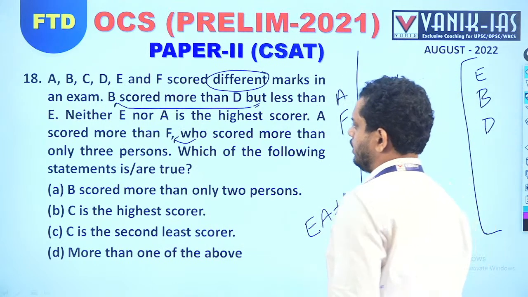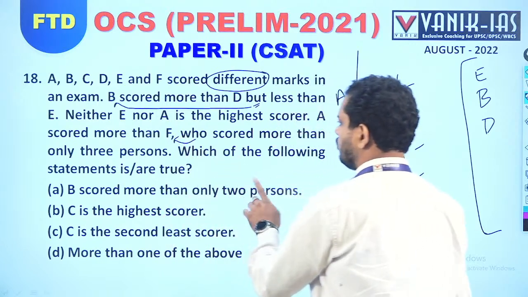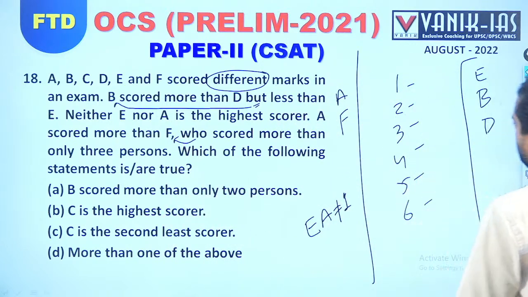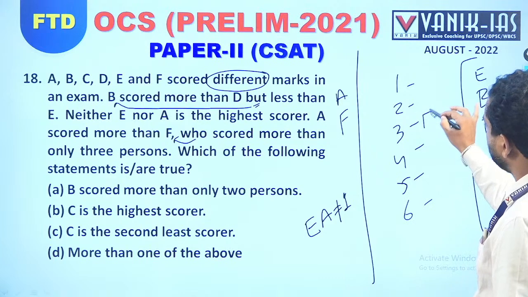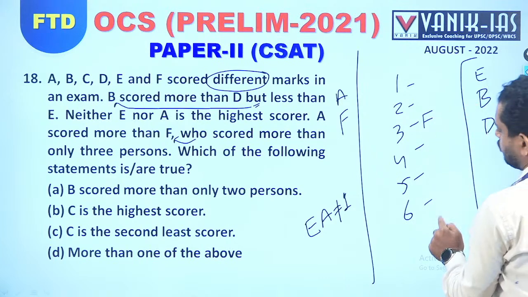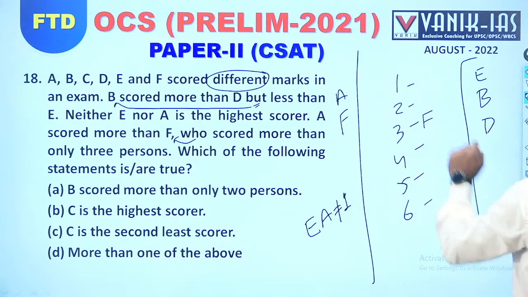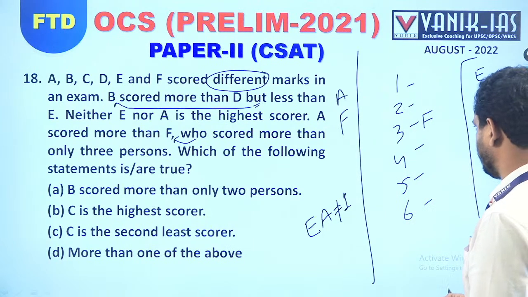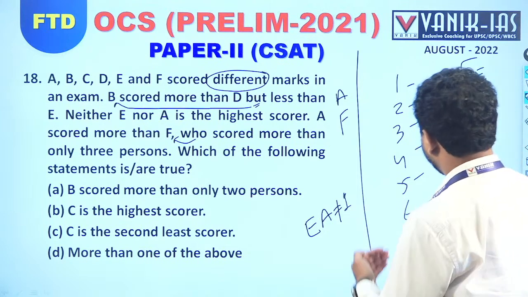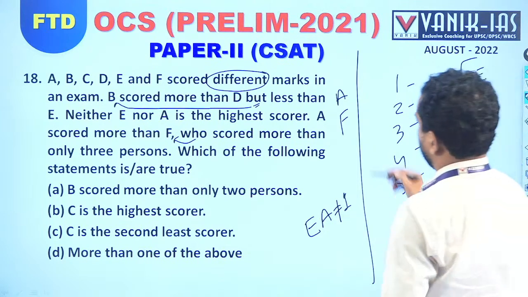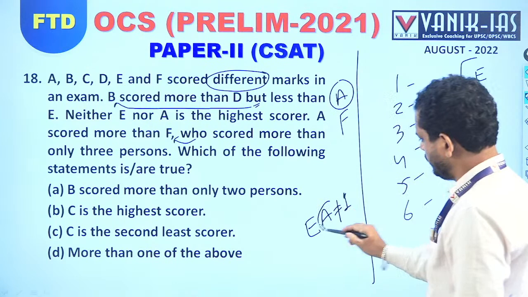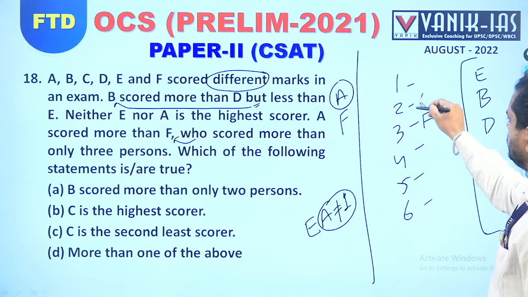Now we have a point. F scored more than only 3 persons because F is lesser than the rest 2 persons, right? Totally becomes 6. So F is above A, but A is not equal to 1. It means A is equal to 2.